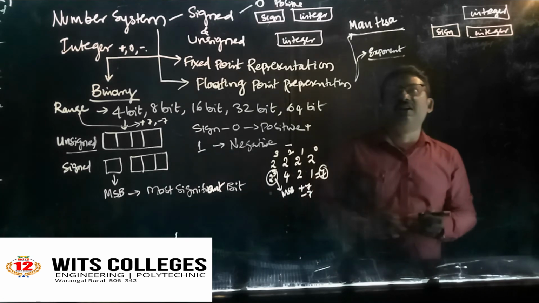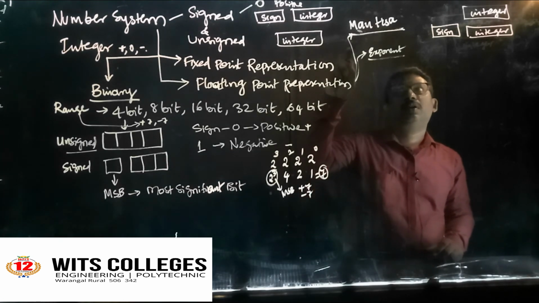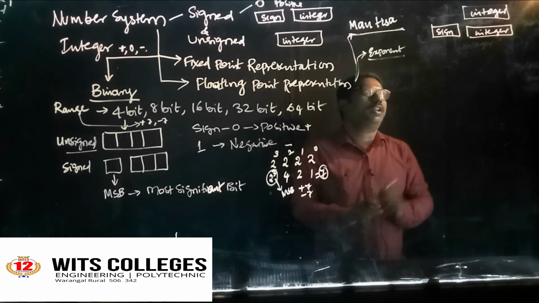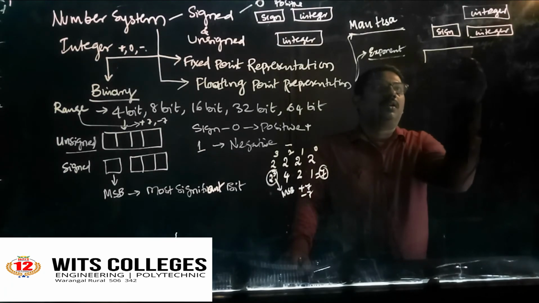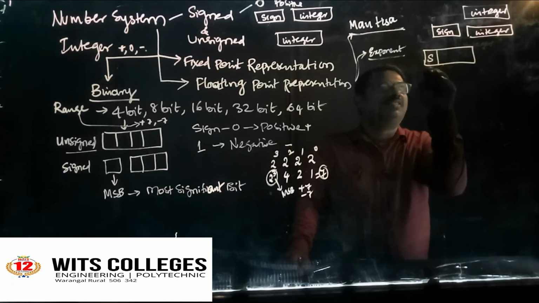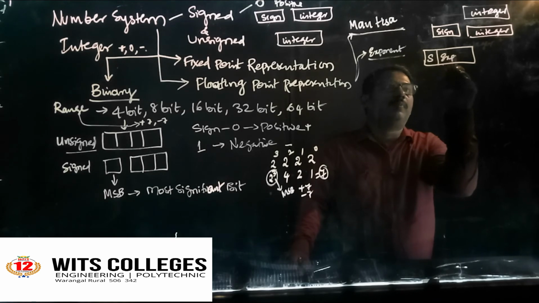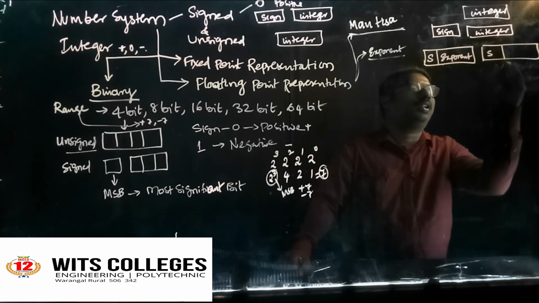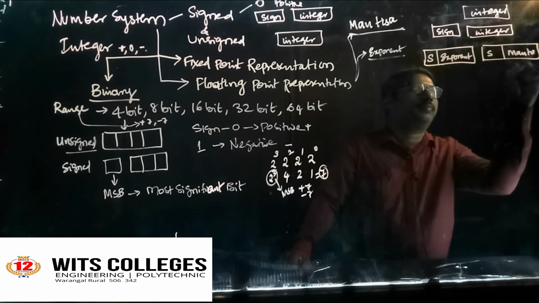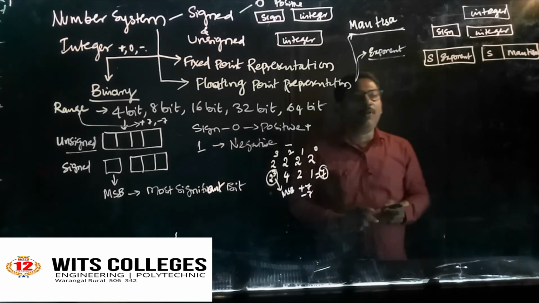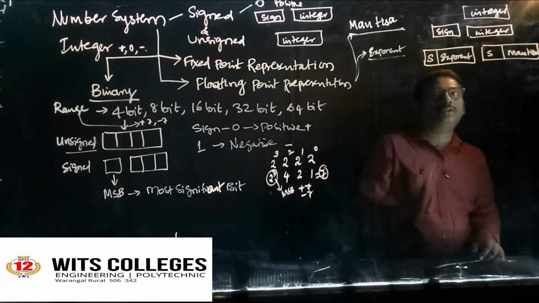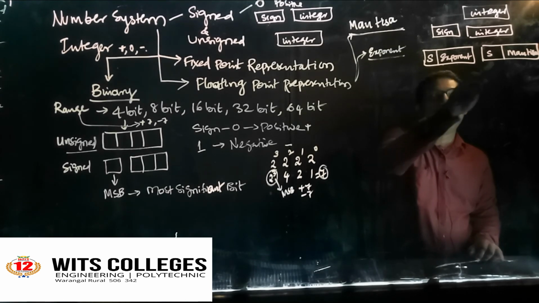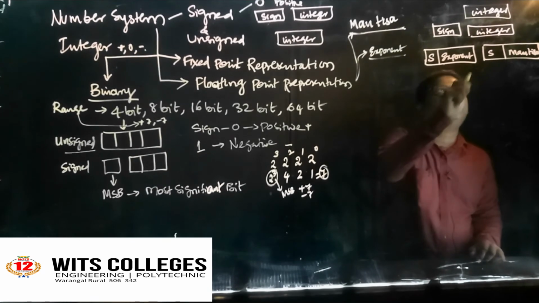Next is the floating point representation. The floating point representation consists of Mantissa as well as the exponent. So here this is a sign, exponent, and next is sign and Mantissa. So the floating point representation is of 2 parts. One part is with exponent and sign, and the other part is with Mantissa and sign.